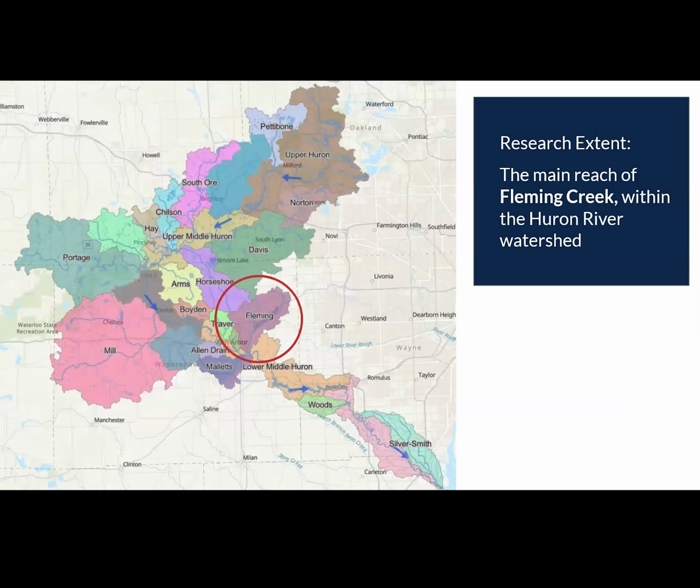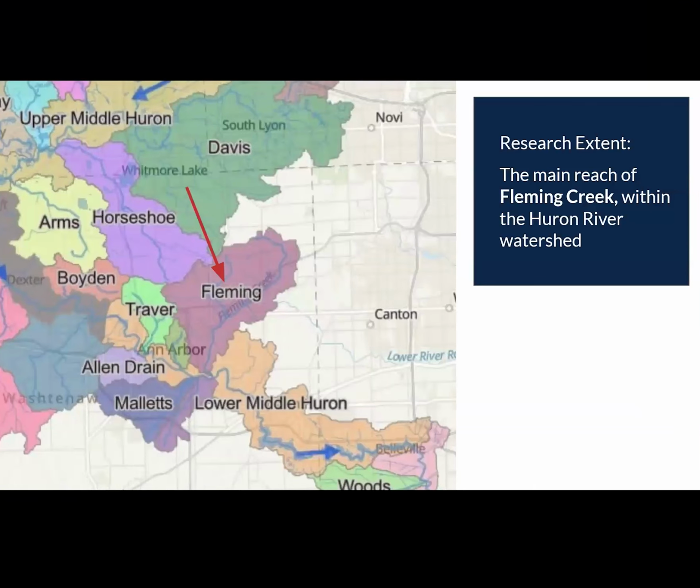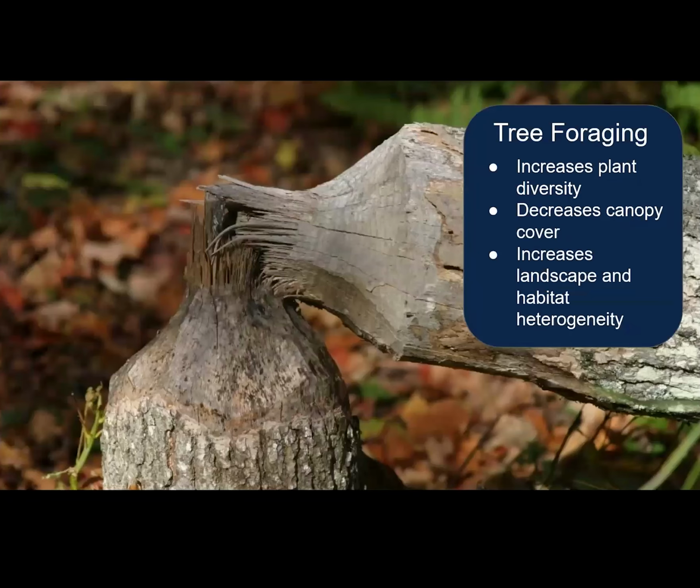This was the extent of our model, Fleming Creek, which is in the Huron River watershed. Just a closer look at that creek shed. This encompasses the botanical gardens, if you've ever been there, and a lot of University of Michigan property.